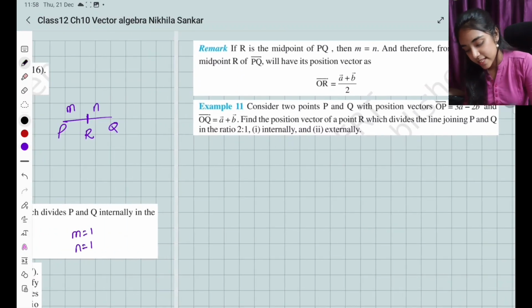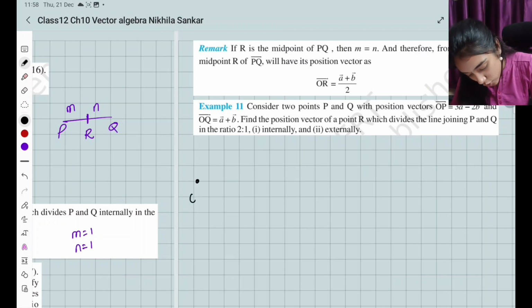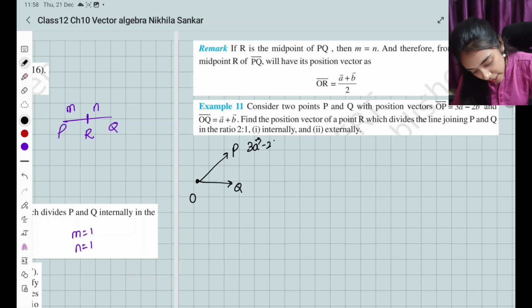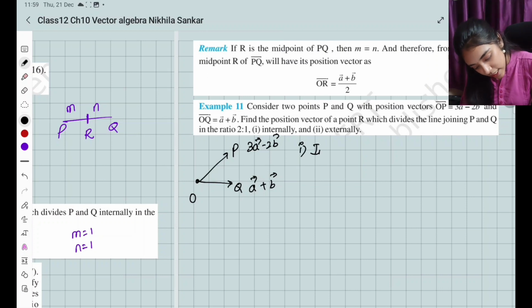Now, let us solve an example. Consider 2 points P and Q with position vectors OP and OQ. So, basically, இங்க ஒரு origin இருக்கு. This is going to be OP and this is going to be OQ. And OP is going to be 3a minus 2b and OQ is going to be a plus b. Find the position vector of a point R which divides the line segment joining P and Q in the ratio 2 is to 1 internally. So, first internally.